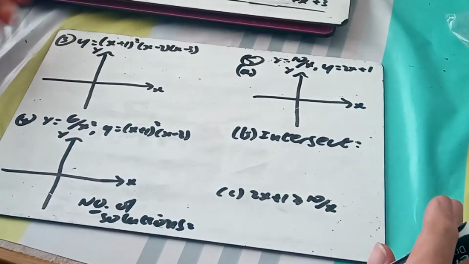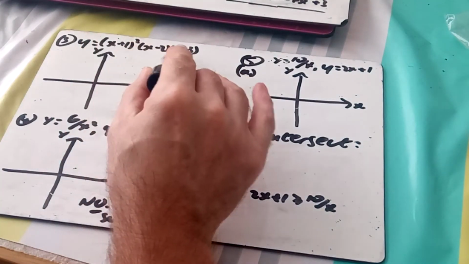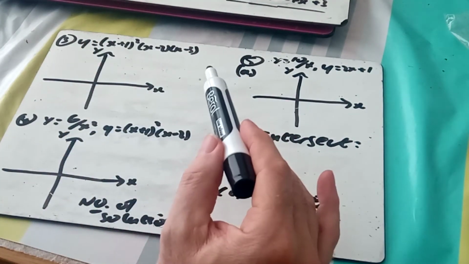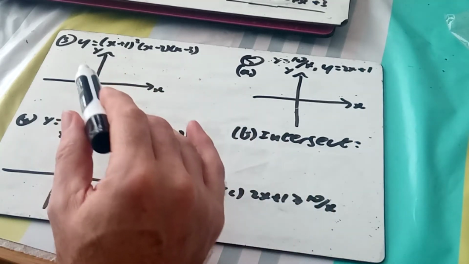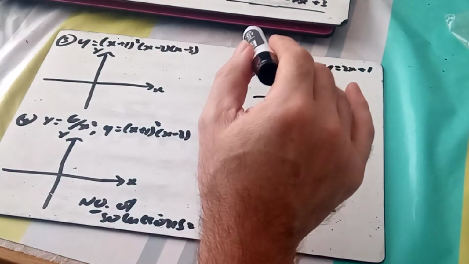3 more examples to look at. Another one just says sketch. I've got a square bracket and 2 more brackets, so this is a 4th power x, the power 4. So I'm expecting, in this case, because it's positive x, I'm expecting a W type shape.